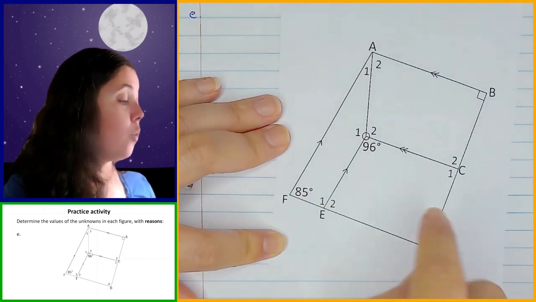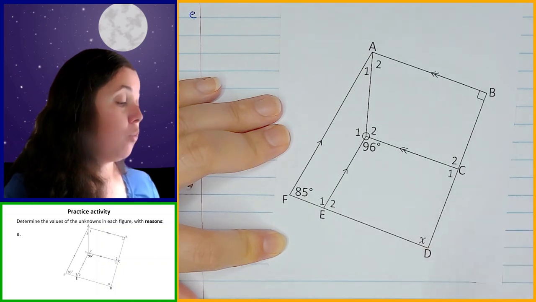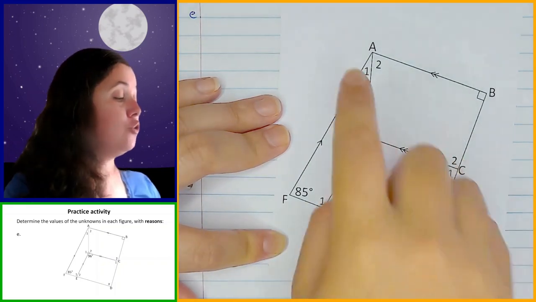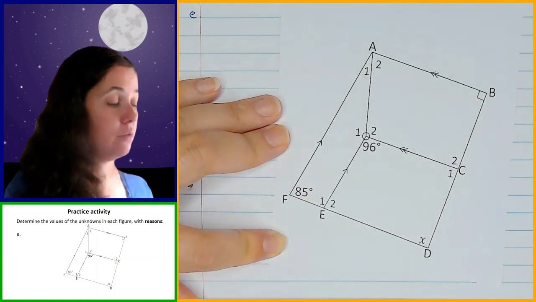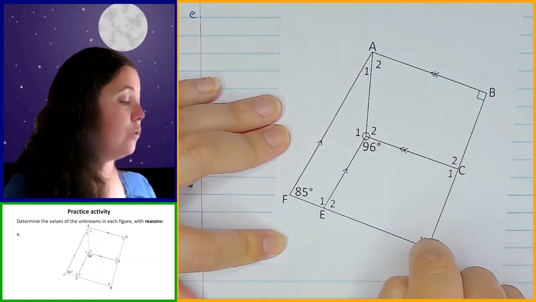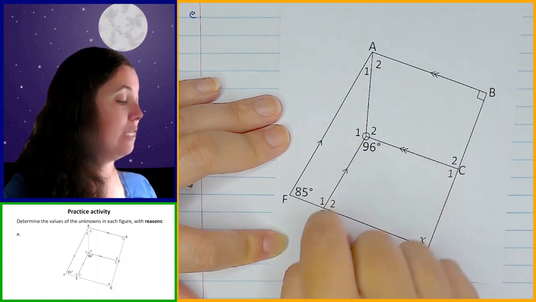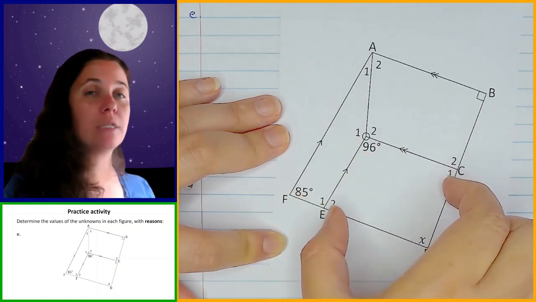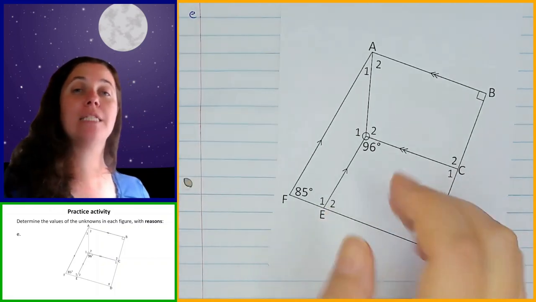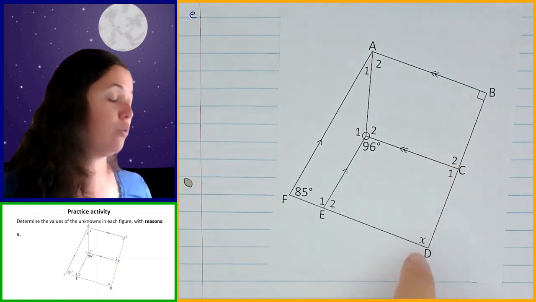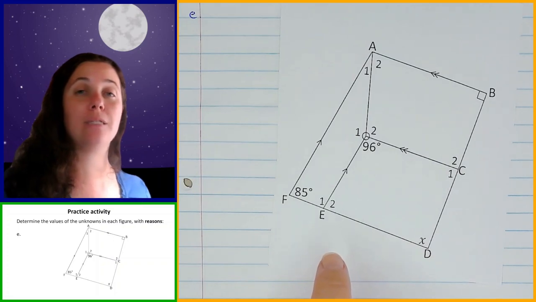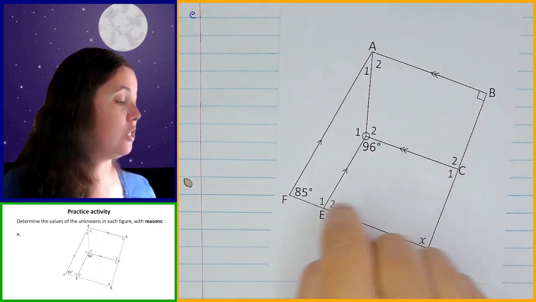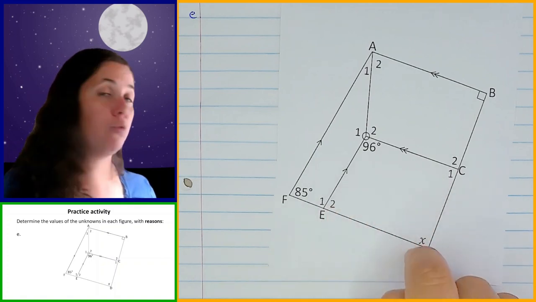The next thing we can look at is, well, I can't use parallel lines to work out x directly, but I do have parallel lines that I will be able to use in some way. What I can do is x is inside this quadrilateral. I already know that angle. So if I can work out the other two angles, I can then use the sum of the interior angles of a quadrilateral to help me work out x, because we know that all the angles in a quadrilateral must add up to 360 degrees. So if I can work out these two angles, then I can work out x.